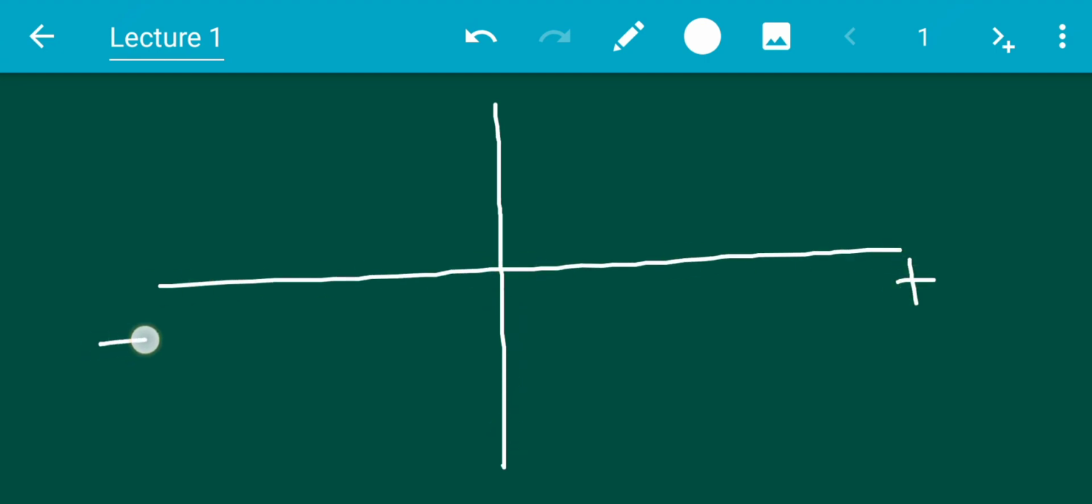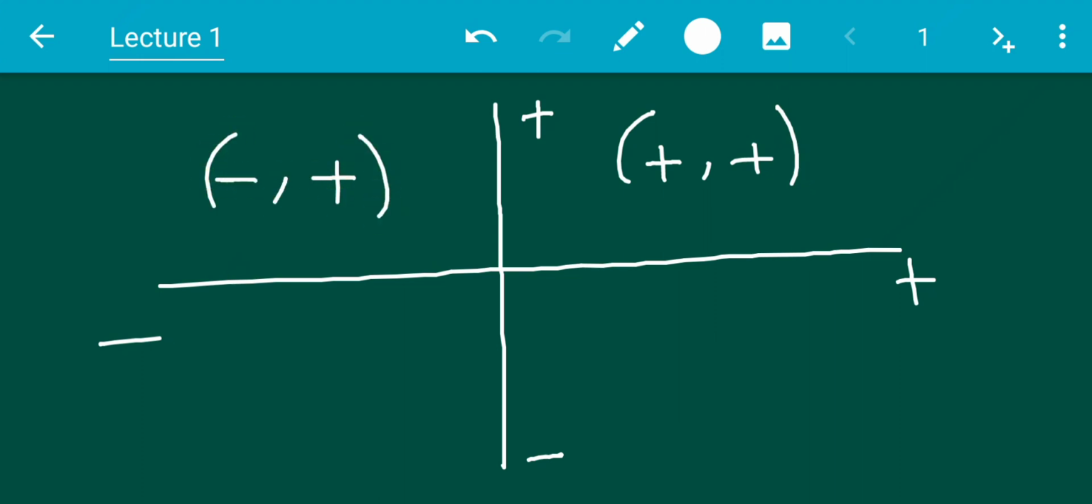So next, now we know how to define the coordinates of a point. Suppose this is plus, this is minus, this is plus, this is minus. Then here both the coordinates are of positive sign. Here x is negative and y is positive. Here both signs are negative. Here x is positive and y is negative.